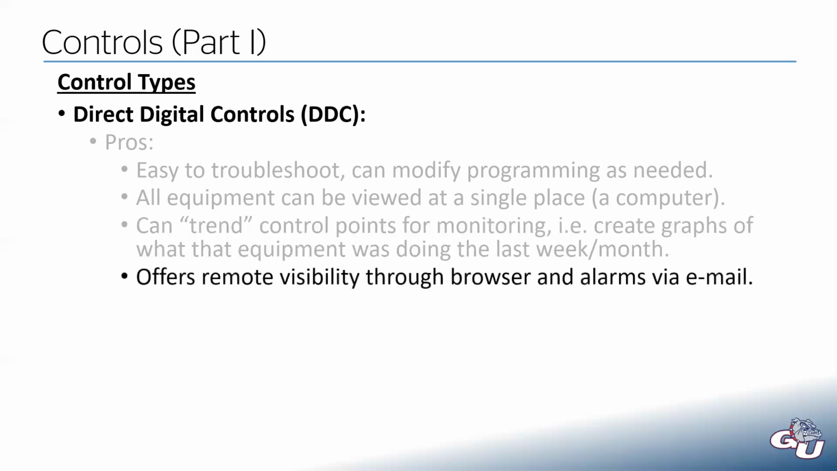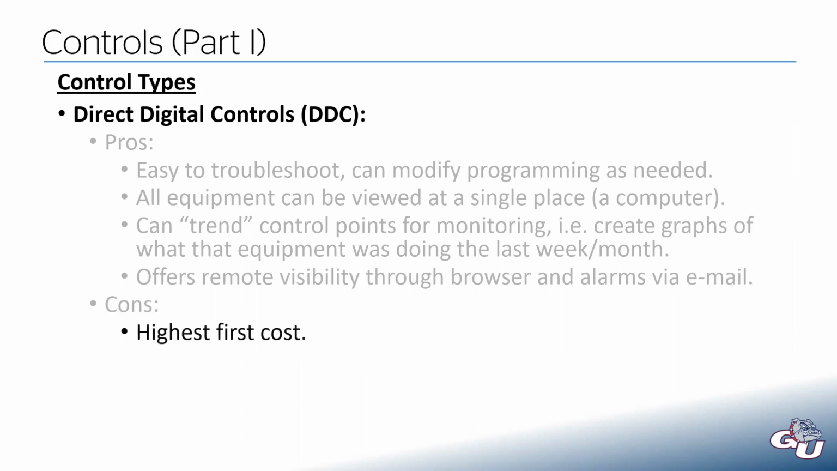And we get that remote visibility through a web browser. And it's very important, you can get alarms via email or text message. Versus a package control system, I'd have to go to the unit itself to see that there was an alarm on it, and I might not even know that there's a problem until my space starts to get so uncomfortable that somebody makes a stink about it and tells me to go check it out. This can tell me right away if I have an alarm and allows me to fix it much faster.